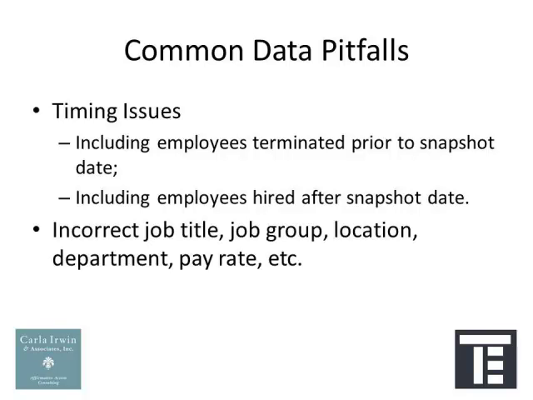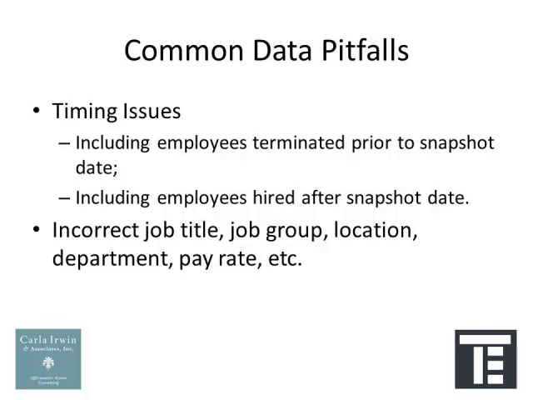The other issue that I see frequently is the incorrect job titles, job groups, locations, departments, pay rates, and so forth. And again, we want to make sure that we're capturing these characteristics as of a specific date. And it's important that everybody's characteristics are captured on the same date. You don't want to have somebody's characteristics from December 30th and another person's characteristics from January 1st. You want to make sure that you're consistent with the date that you use and make sure that everybody's characteristics are recorded as of that particular date.